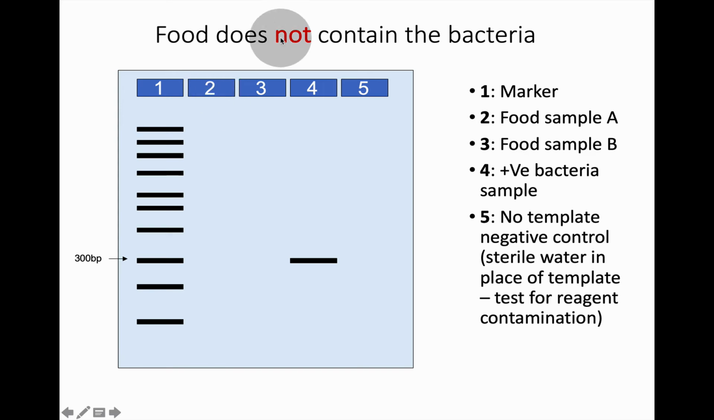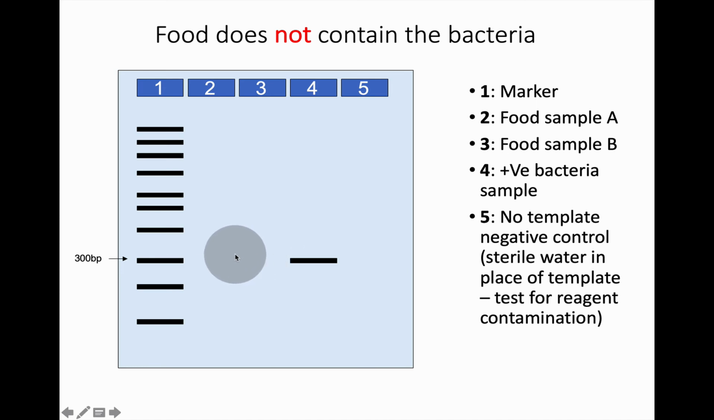Second scenario, the food does not contain the bacteria. So let's start again with the negative control, the NTC. It's empty, so that means that we have no amplification in our NTC, so our reagents are okay. Let's check our positive bacteria sample. We see amplification as we expect in the positive control at 300 base pairs, and in our duplicate food samples in lanes 2 and 3, we see no amplification.